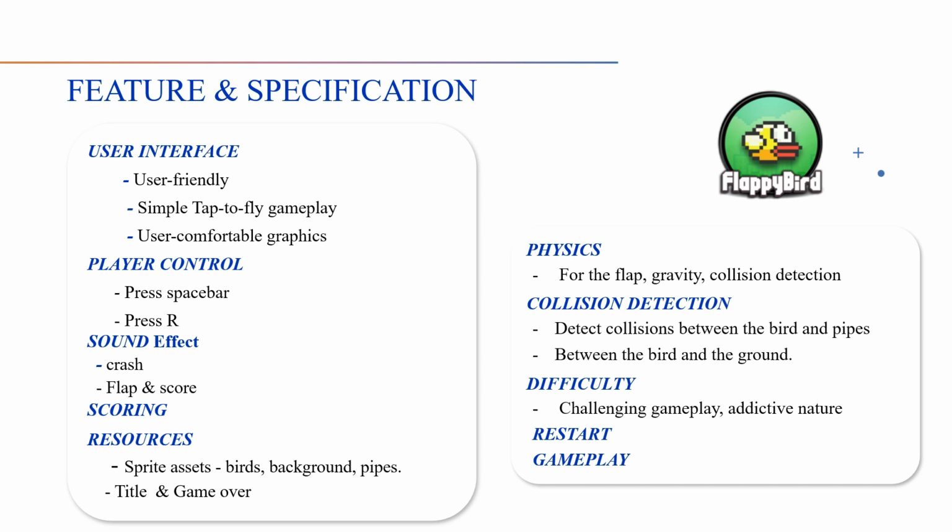In collision detection, you can detect collision between the pipes and bird, and between the bird and the ground. In difficulty, challenging gameplay and addictive nature. In restart, you can simply press R to restart your game, and gameplay will be discussed later.